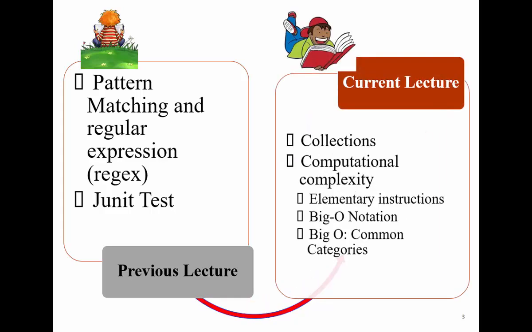Last time we discussed pattern matching and regular expressions, and also we discussed the JUnit test. Today we will go over collections, and hopefully we will have time at the end of this lecture to discuss computational complexity and big O notation, where you have a sense about how much cost in terms of time your program will be taking when you execute it, and what's the difference between two implementations. You can quantify this difference.